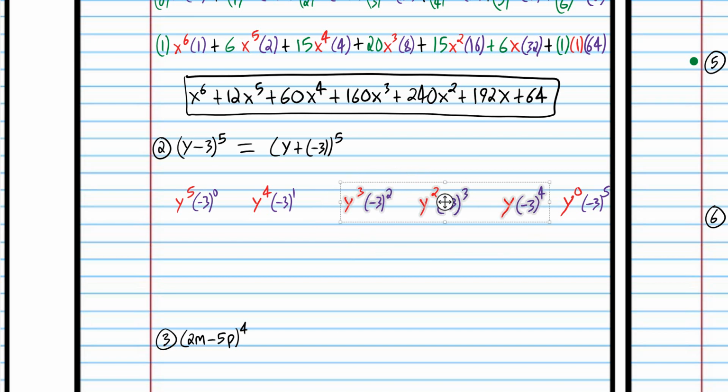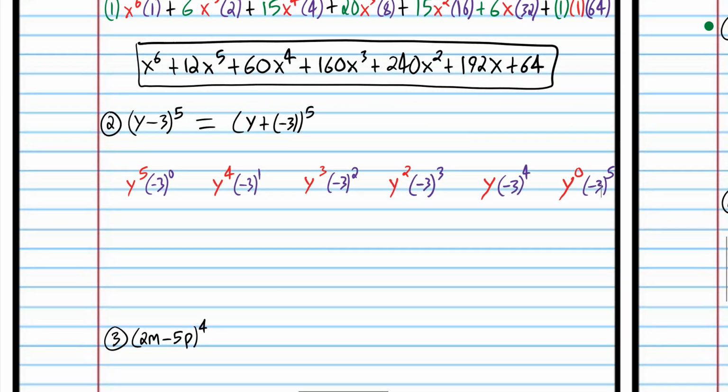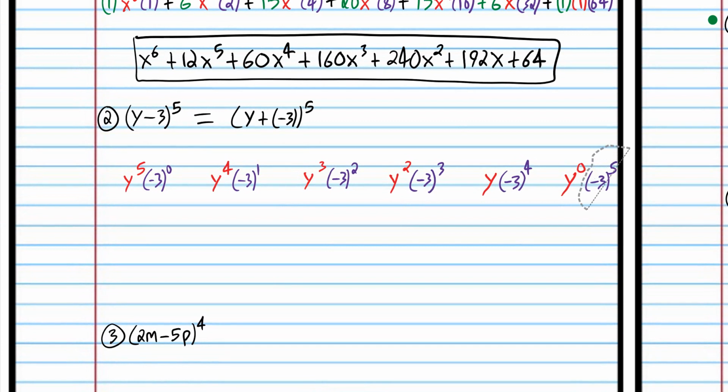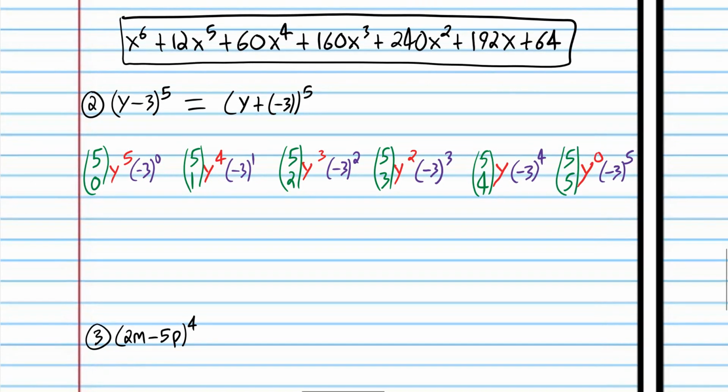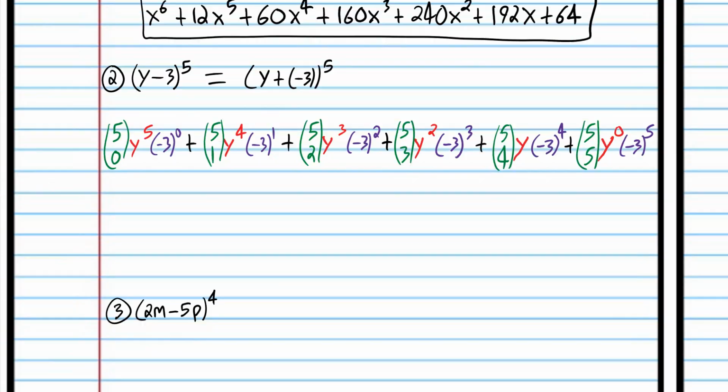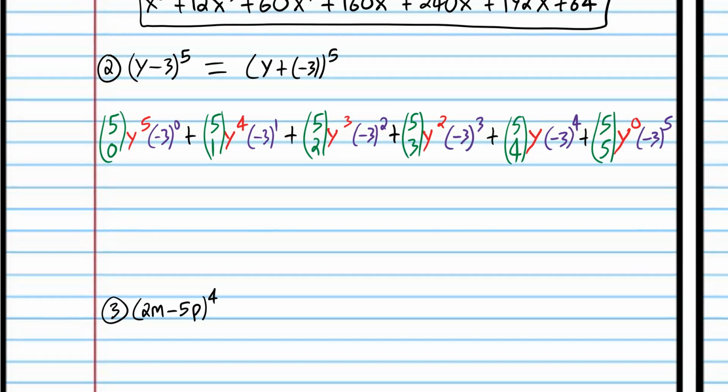So now we're going to write our coefficients. So we're going to start with 5 choose 0. Then we're going to move to 5 choose 1. Then 5 choose 2. Then 5 choose 3. Then 5 choose 4. Then 5 choose 5. And lastly, we're going to write addition symbols in between all these terms. Don't forget to write the addition symbols, or else your expression is not going to be correct. It's not going to make any mathematical sense.